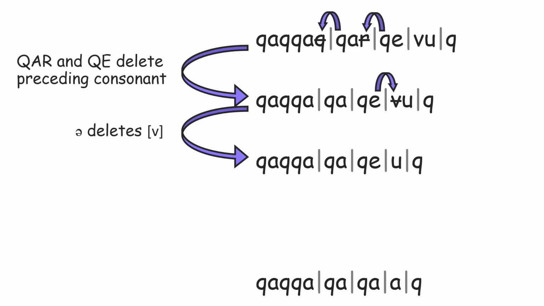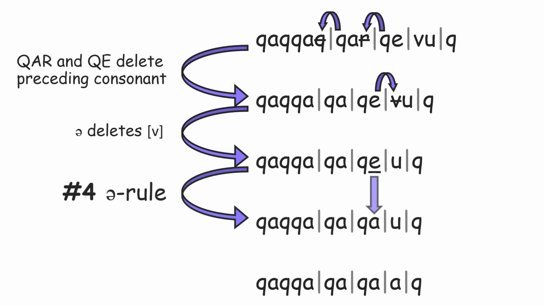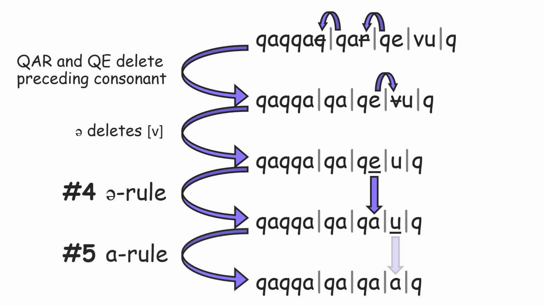Sorry about that. Now that we have applied all of the relevant joining rules, we can start applying the sound rules. First comes the rule that any schwa that is followed by a vowel turns into an A. Next, we need to apply the A rule that I showed you before, because now the U is preceded by an A, so it has to become an A as well. And that gives us the final form of this word. Whew, we finally made it.